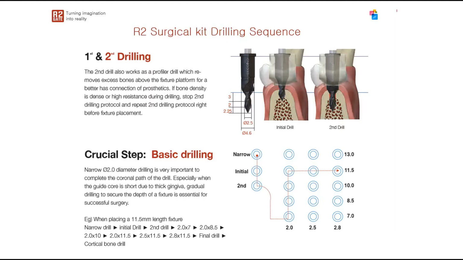The basic drilling steps for the R2GATE surgical kit is that we increase the length first and then we increase the diameter. So for instance, if I'm going to be placing an 11.5 millimeter implant, and let's say my final drill is a 2.8. First, I'll use the initial drill, and then I'll use my second drill, and then I'll start to increase the length and go to the final length. So I'll go with 2.0 by 7, 2.0 by 8.5, 2.0 by 10, 2.0 by 11.5, and once I reach the final depth, I can go ahead and start to increase the diameter. So then I'll use 2.5 by 11.5, and then 2.8 by 11.5 will be my final drill.